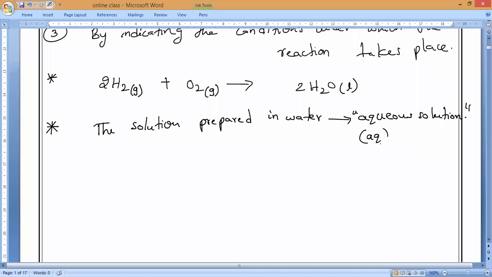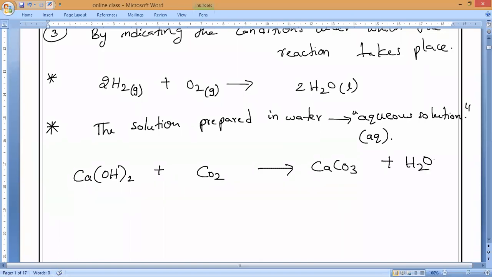A small a and a small q. That is what we call the aqueous state. So now let us take an example. Calcium hydroxide. What is the formula of calcium hydroxide? Ca(OH)2 will react with carbon dioxide and give you calcium carbonate plus H2O.